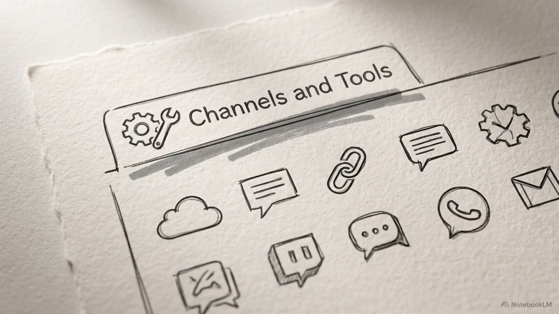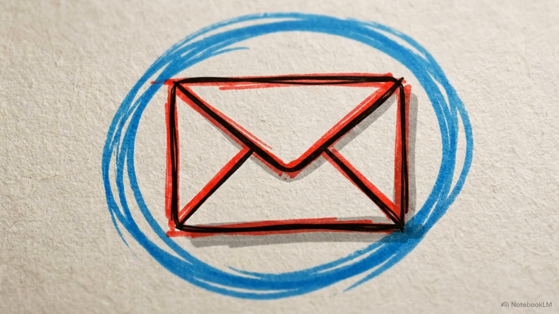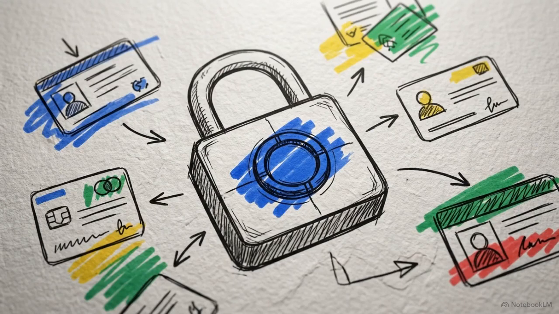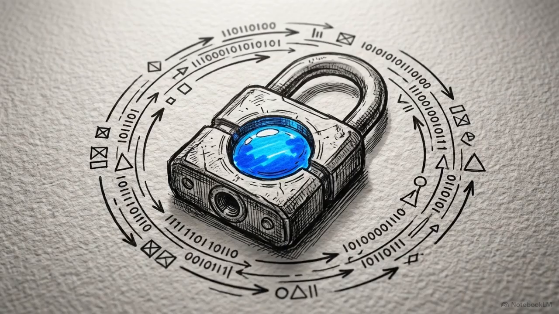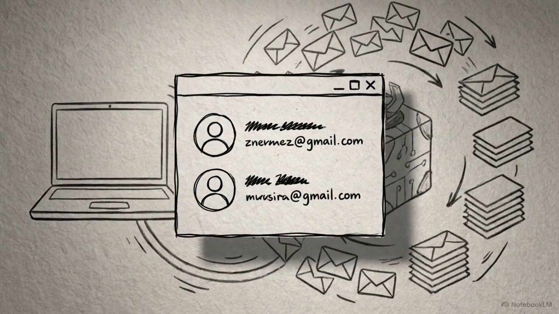Navigate to the Channels and Tools Settings tab within the Genspark interface. Locate the Gmail integration icon and click it. This initiates a one-click OAuth setup. OAuth is simply a secure protocol that lets external applications verify your identity and get access without ever seeing your actual password. A Google pop-up window will appear, prompting you to select your specific Google account.